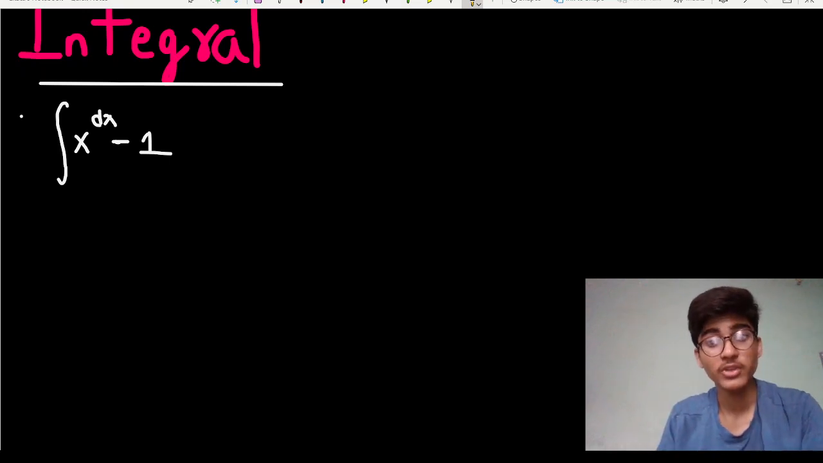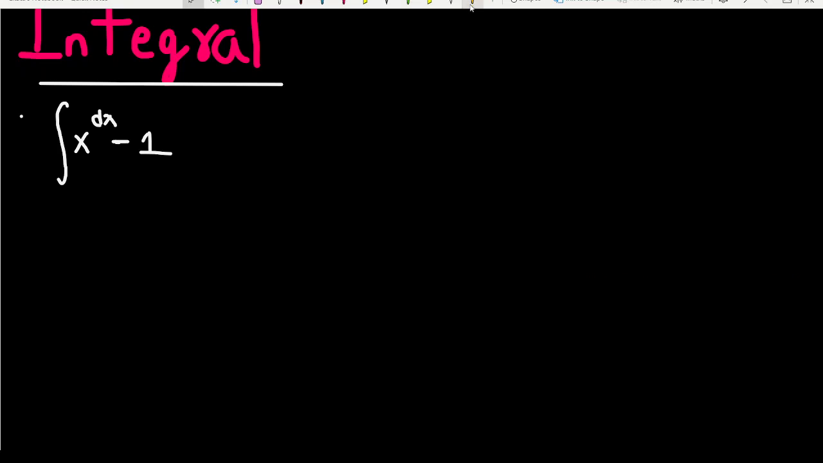First of all, you have to try this particular integral. So now we are going to solve this particular question. But first of all, you have to try it. How can I solve this? So let's see. Let's take our integral I equals the integral of x to the power dx minus 1. This is a simple step we can do.